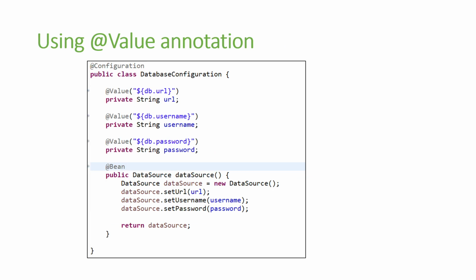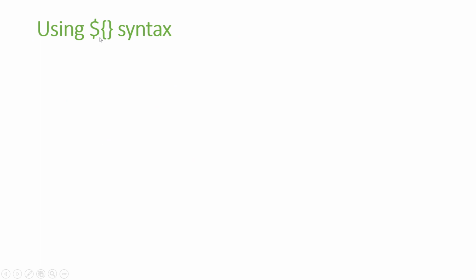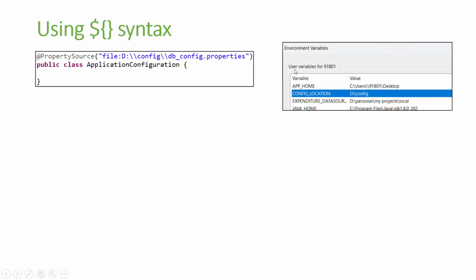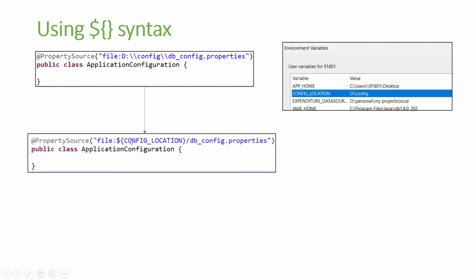Okay, the next one is this syntax, dollar curly brace syntax. This we already covered in the value annotation, but we can also use this in other places, we will see. If you see this, this is @property source. We will discuss this to load the properties, but eventually, if you want to use the environment variables here inside the double quotes or inside the properties, you can use this. Using this dollar curly brace syntax, we can directly access the property.